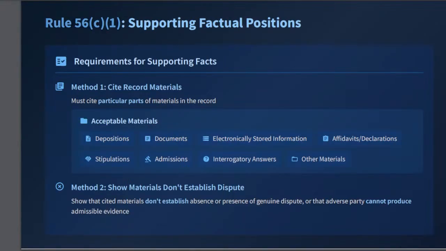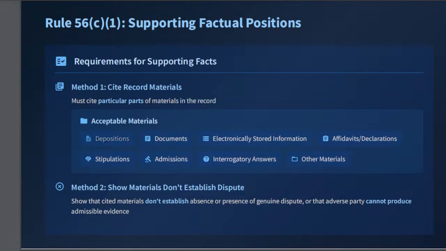Now, Rule 56(c). Number one, we get the supporting factual position. So the requirements for supporting facts. There's one method. Method one, cite record materials. You must cite particular parts of materials that are already in the record. Let's look at some of those acceptable materials.